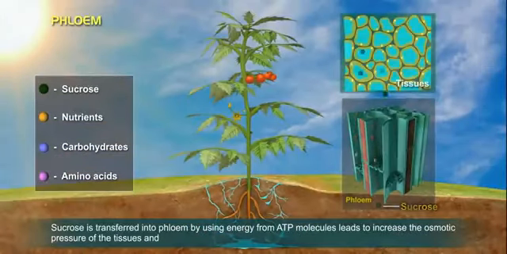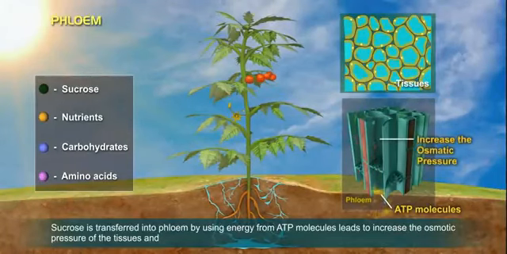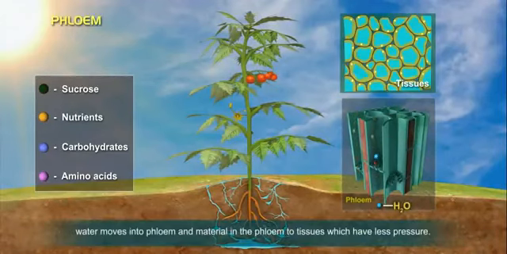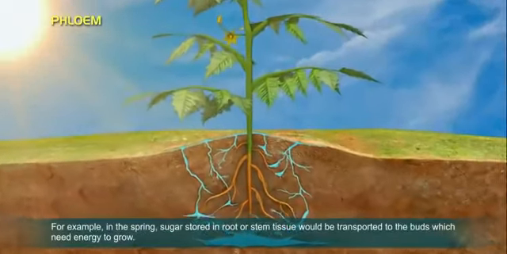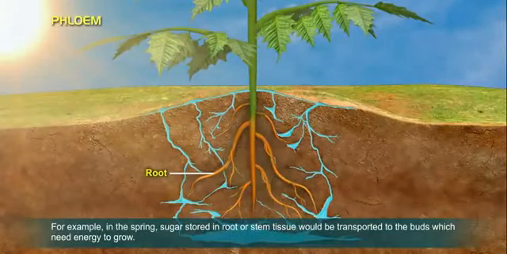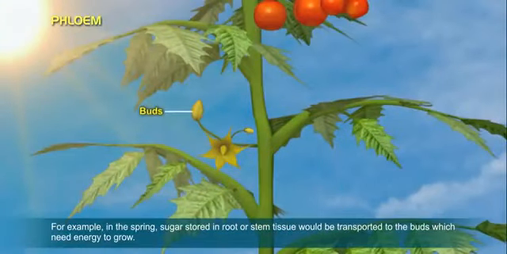Sucrose is transferred into phloem by using energy from ATP molecules, which leads to an increase in the osmotic pressure of the tissues, and water moves into phloem and materials in the phloem move to tissues which have less pressure. For example, in the spring, sugar stored in root or stem tissue would be transported to the buds which need energy to grow.